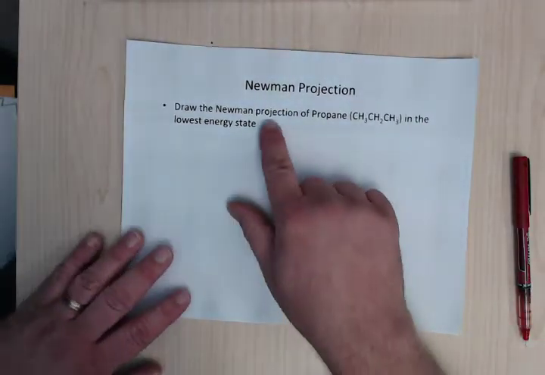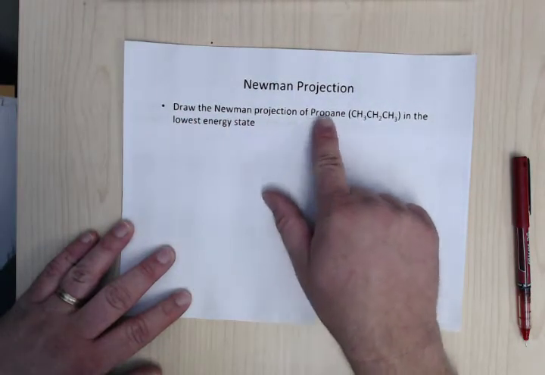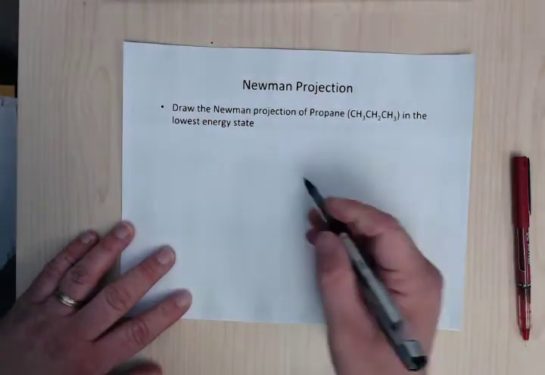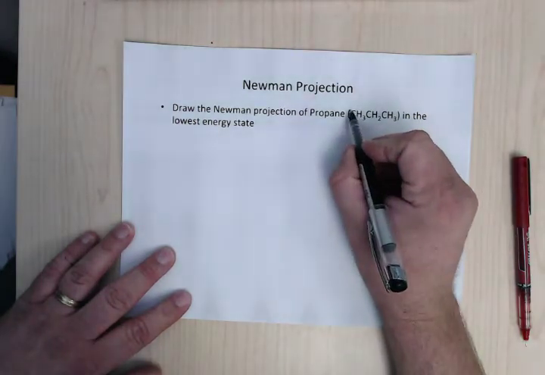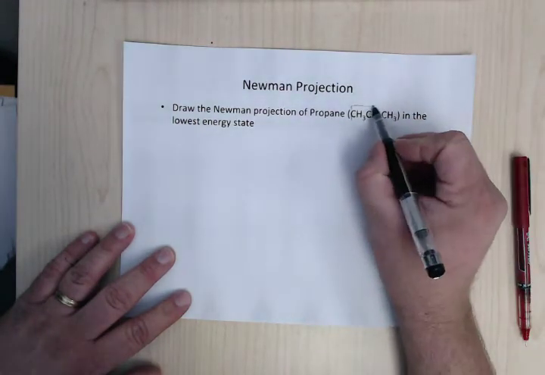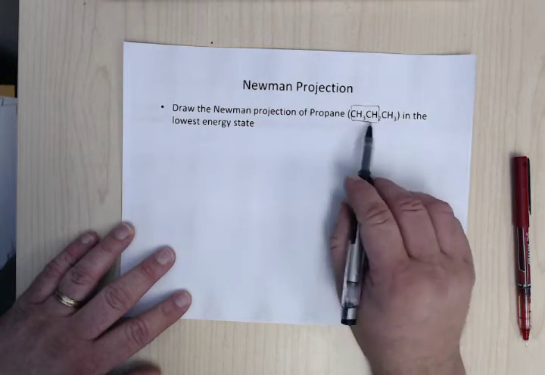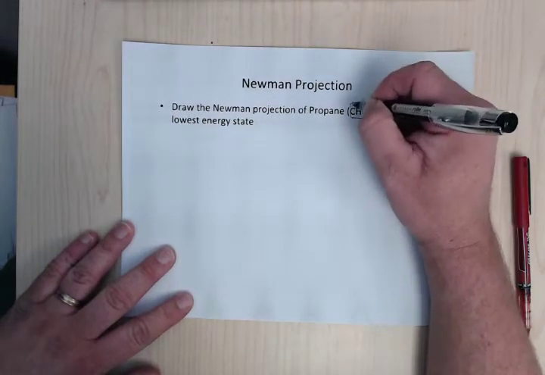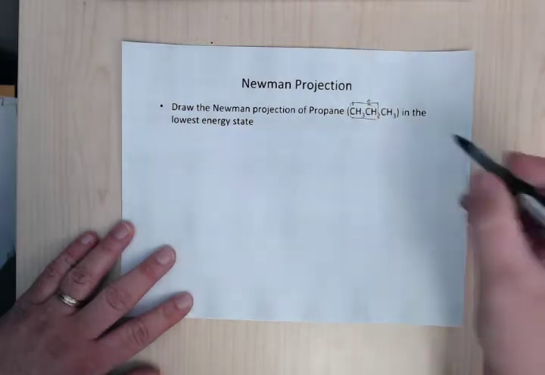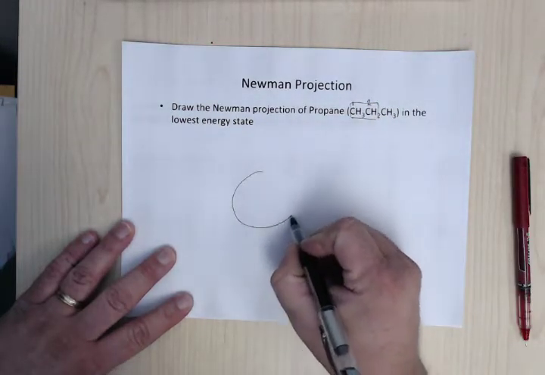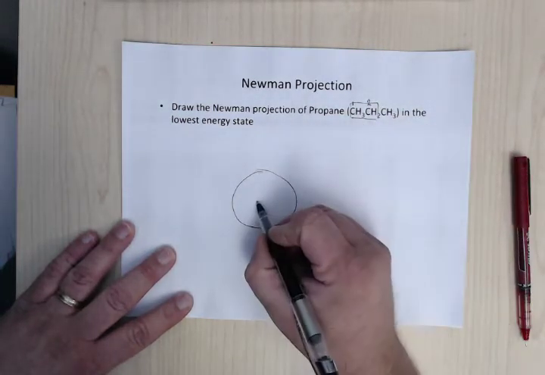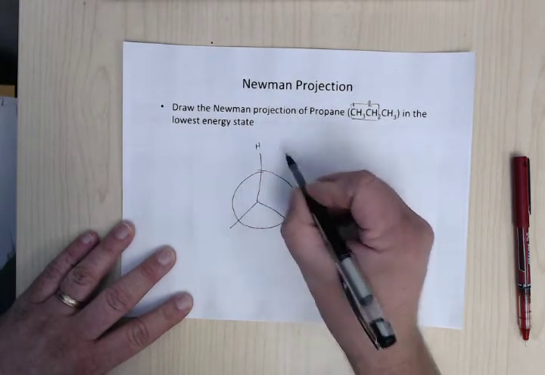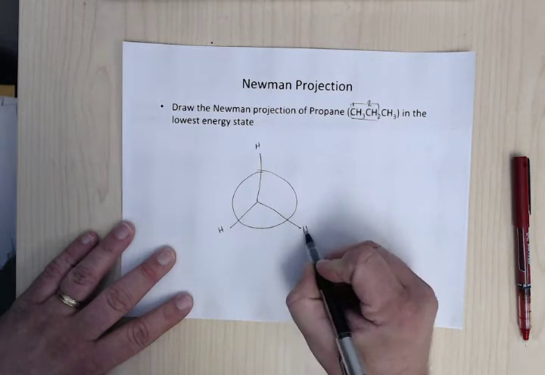So as far as the Newman projection goes, draw the Newman projection of propane in the lowest energy state. Okay? So let's say we're going to look through this bond here. I'll tell you which bond you need to look down, but this one it doesn't really matter. So this is going to be carbon 1, that's going to be carbon 2. So in the front, right, we have this. It's got, say, 3 hydrogens hanging off of it.